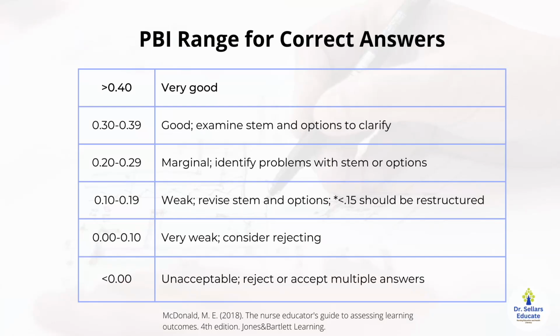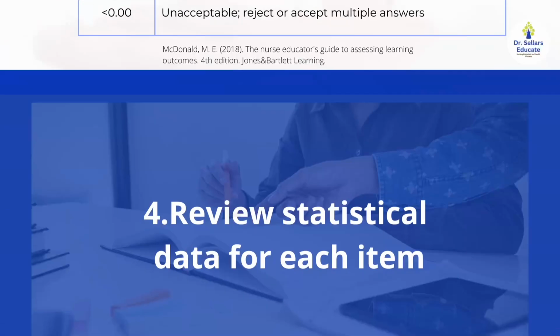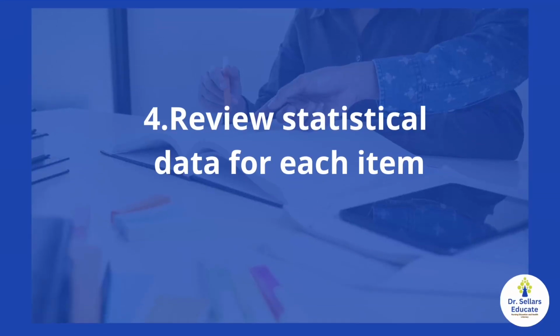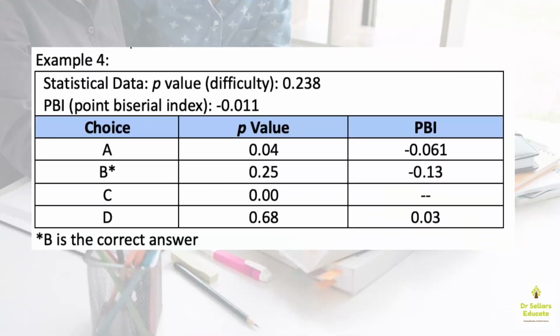And this is aligned with the content from the McDonald book in 2018. And you want to make sure that you understand at each point in that range what is going on with the actual value, okay, of the PBI that we're seeing on our statistical analysis report. We see, based on this example, that the B option is the correct option. We see the p-value of 0.25, and we have a negative PBI of 0.13. Well, we know it was ineffective.